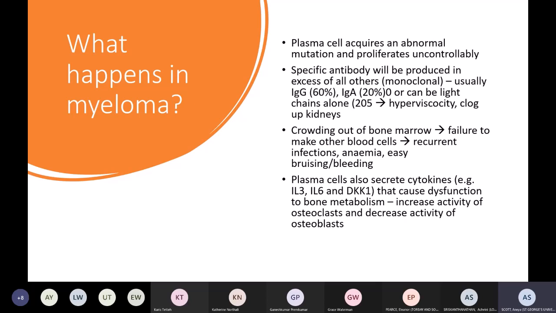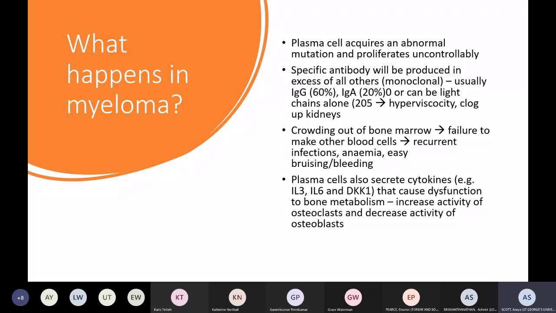So you won't be making as many of your other cells. So you won't be making so many red blood cells, which is why you're going to be anemic. You won't be making all your other white cells that are important in your immune system, so you'll get recurrent infections. You won't be making as many platelets, so you're going to be bleeding and bruising easily.